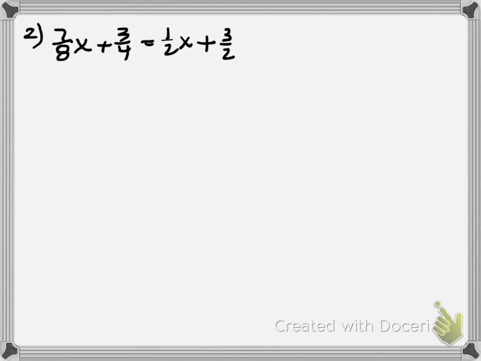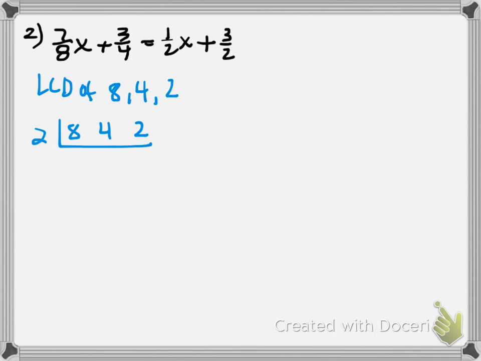So I need to find the LCD of 8, 4, 2. Notice that I have 2 twice, so I'm not going to list it. So let's use that factor ladder to help us out. All right, do you notice something that can go into 8, 4, and 2? And what you might say is, well, yeah, they're even, so I'm going to divide a 2 out. 8 divided by 2 is 4, 4 divided by 2 is 2, 2 divided by 2 is 1.